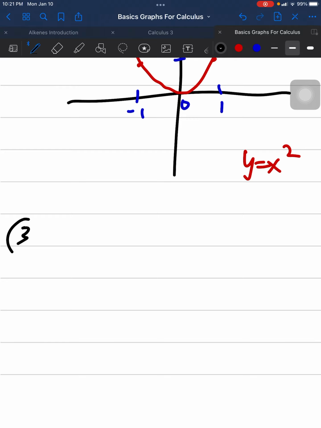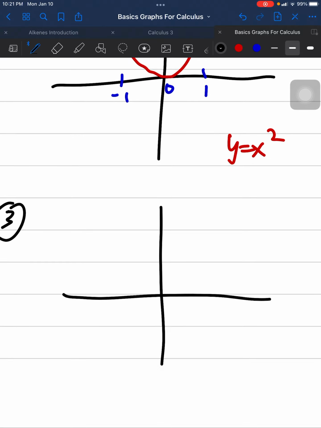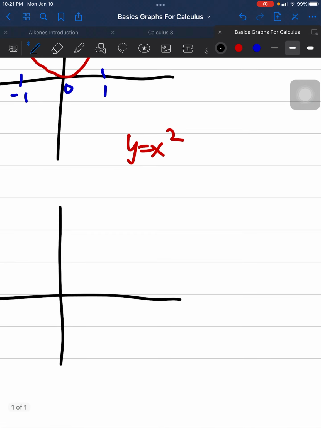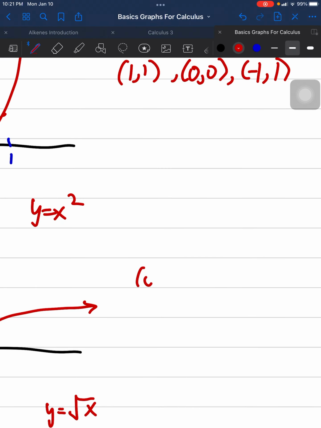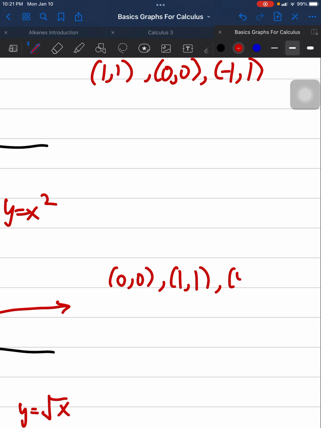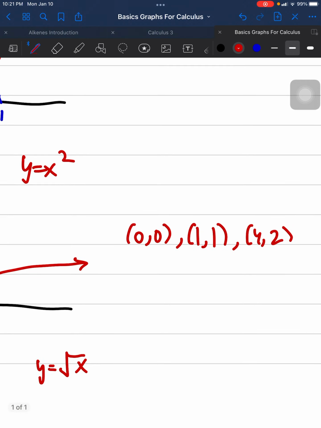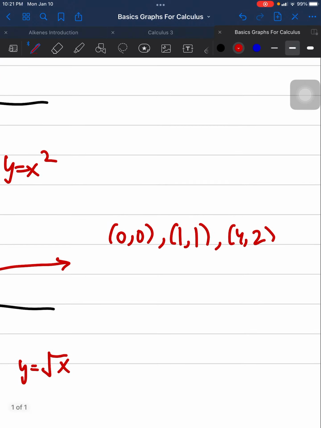The third basic graph is x square root. So this graph right here looks like this. And its critical points are 0, 0, 1, 1, and 4, 2. You can actually plug in numbers to get the third point, but the most basic point is 4, 2.